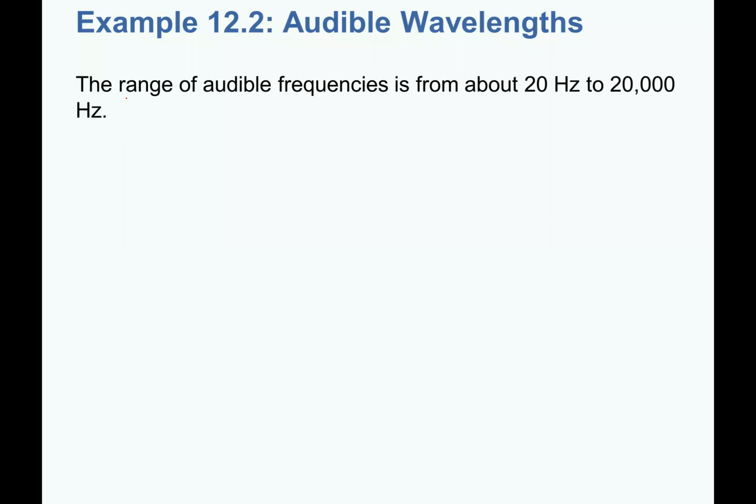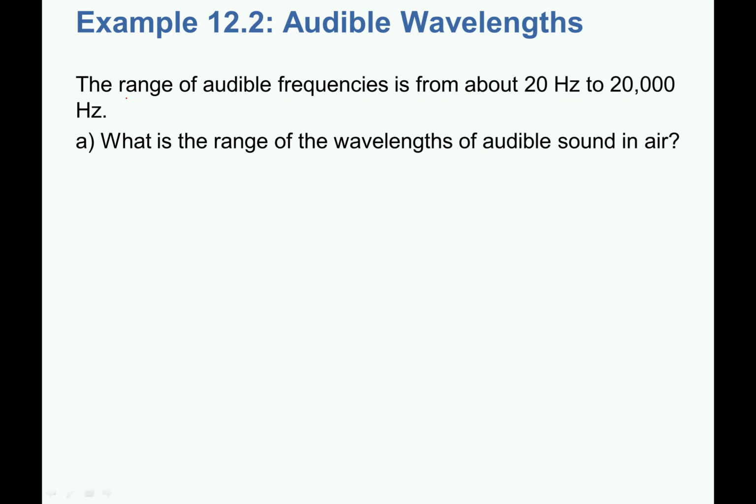Right. So here's one more example. The range of audible frequencies, as I mentioned, is from 20 hertz to 20,000 hertz. So what we want to know here is what is the range of wavelengths of this audible sound in air?